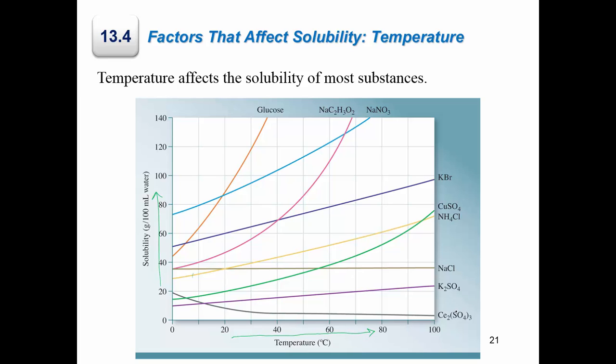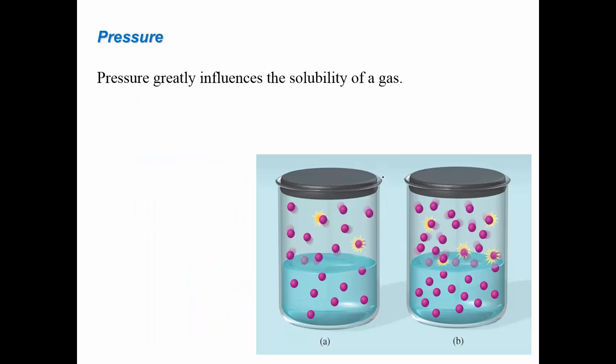Now, that's not the case for everything. There's always an exception to our rule. And look, here we have sodium chloride. And sodium chloride has the same solubility independent of temperature. But look at all of these, especially something like potassium bromide, given up here. As you increase the temperature, you increase the number of grams of solute able to be dissolved in 100 milliliters of water.